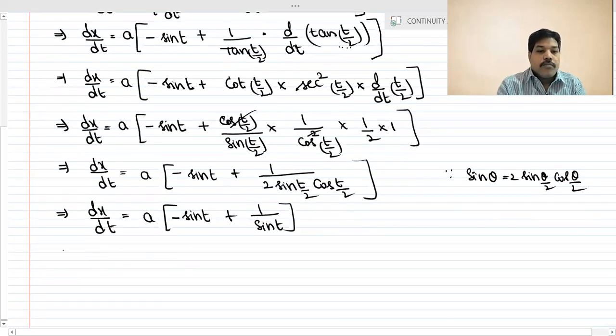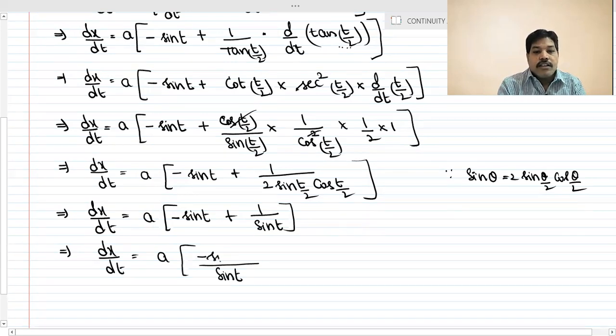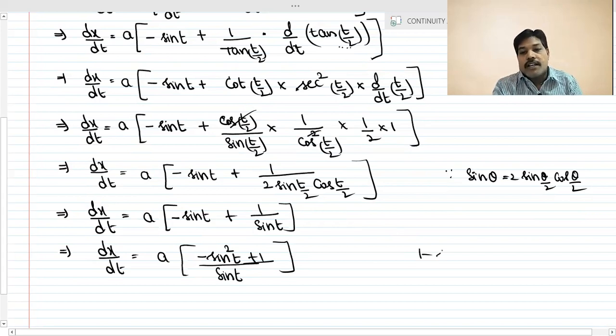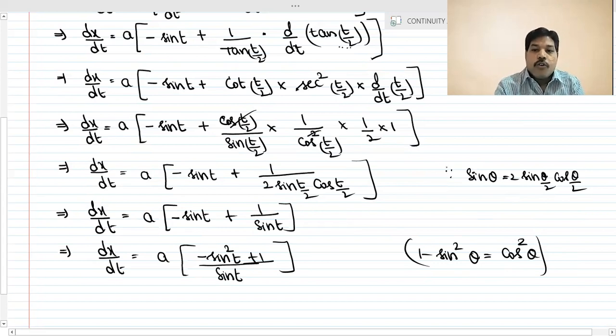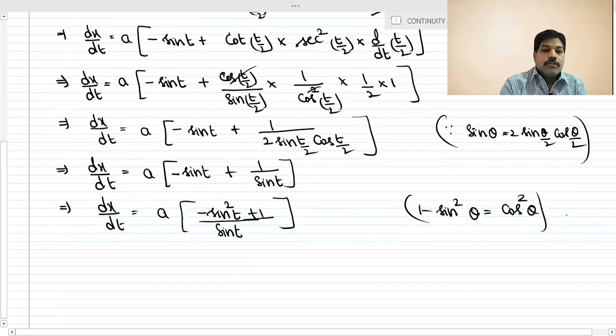Take the LCM here. So dx by dt is equal to a into, take the LCM, students. What is the LCM? The LCM is sine t. Sine t into minus sine t becomes minus sine square t, plus 1. Already you know that 1 minus sine square theta is cos square theta. Just apply this formula here. So that is the final.